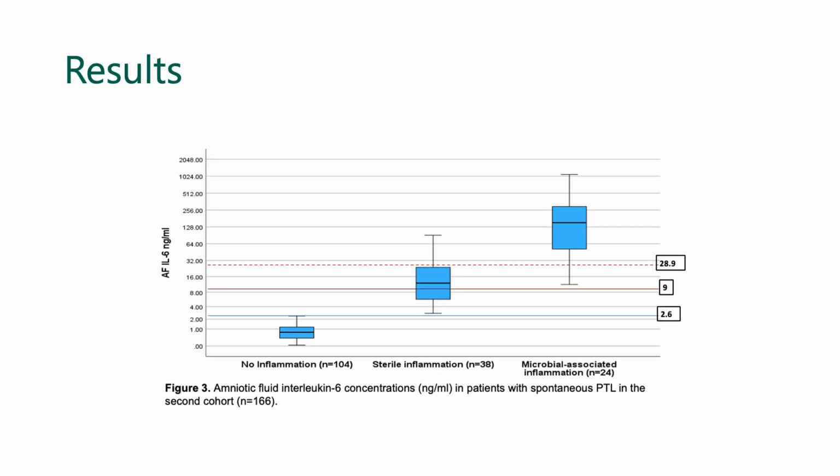This figure is showing the amniotic fluid IL-6 concentration in patients with spontaneous preterm labor in the second cohort that included 166 patients. We can see here at amniotic fluid IL-6 of 9 or more, the test was able to identify all patients with microbial associated inflammation. And between 2.6 and 9, it identified some of the patients with sterile inflammation. So the results were reproduced in the second cohort compared to the first cohort using similar cutoff values.